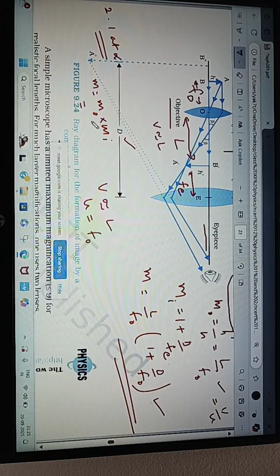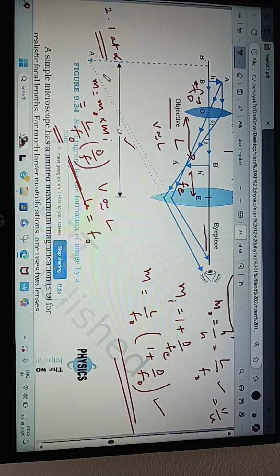So MO is L by FO, same thing. And MI is, what is the formula? D by F. This is the formula. This is the angular magnification. The above one is linear magnification.